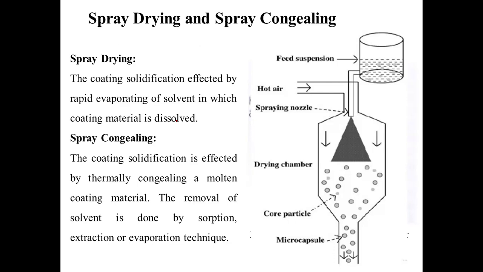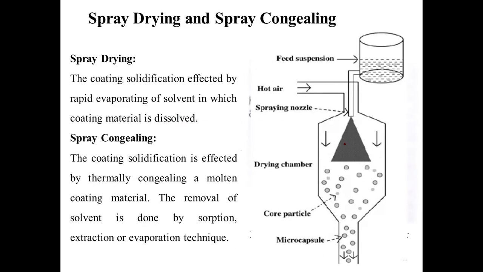In the case of spray drying, the coating solidification is accomplished by the rapid evaporation of the solvent in which the coating material is dissolved. In the spray congealing method, coating solidification is achieved by thermally congealing molten coating materials, or by solidifying or dissolving coating materials by introducing the coating-core material mixture into a non-solvent.